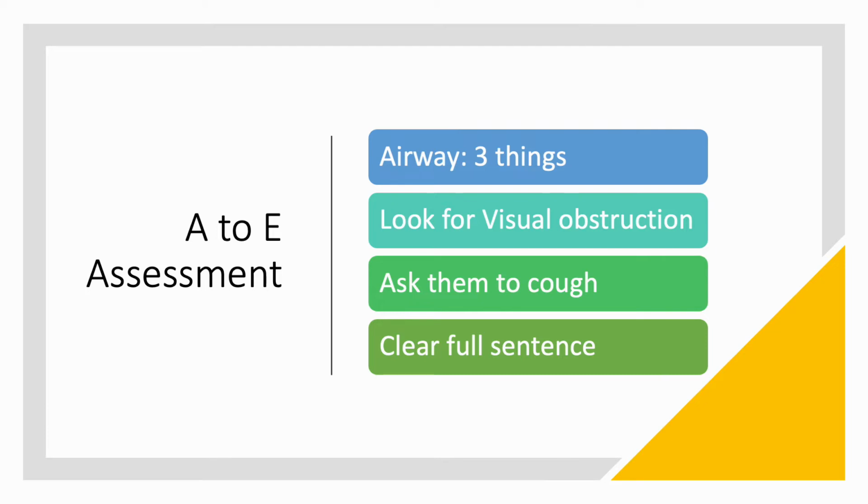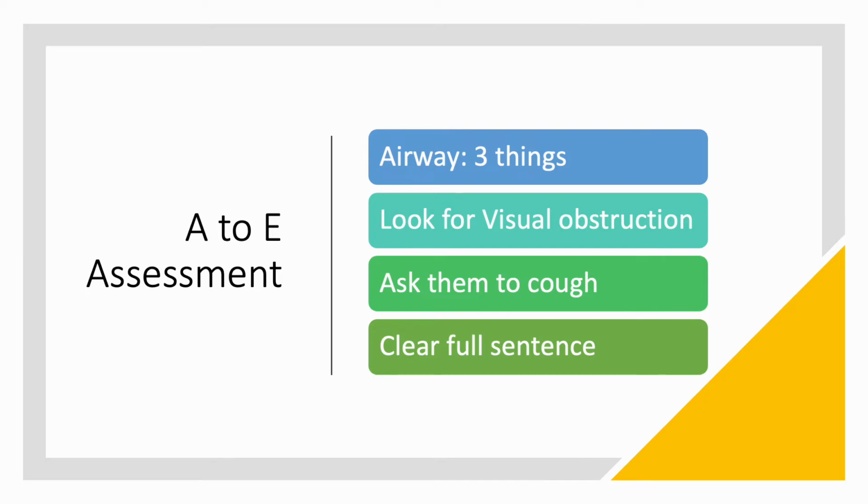So then you can start the A to E assessment starting from airway. In A to E, A stands for airway, B stands for breathing, C stands for circulation, D stands for disability, and E stands for exposure.